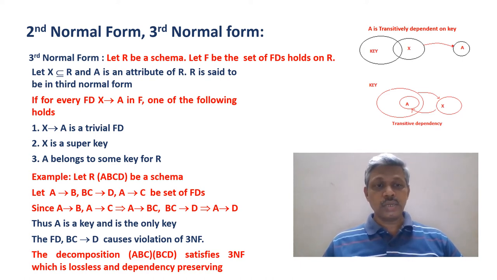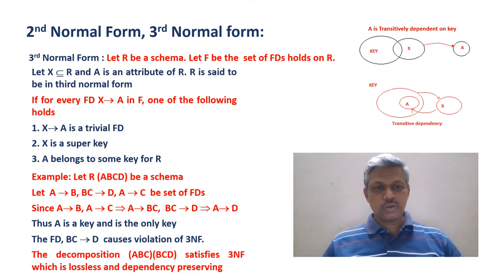And is it the only key? Yes, because none of the other attributes can do so. BC is determining D, but BC cannot determine A in any sense. Similarly, individually C cannot do anything and D cannot determine anything. So A is the only key that exists on this schema with respect to the set of functional dependencies.